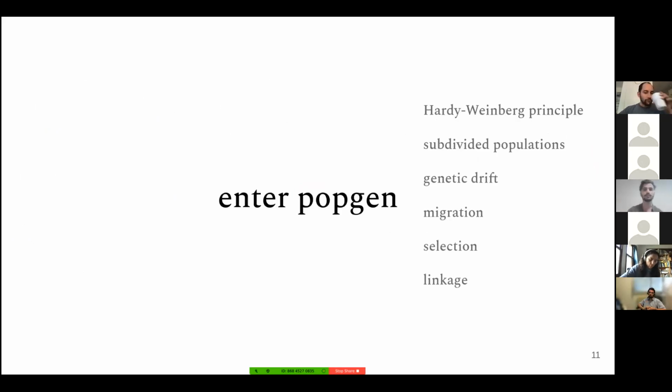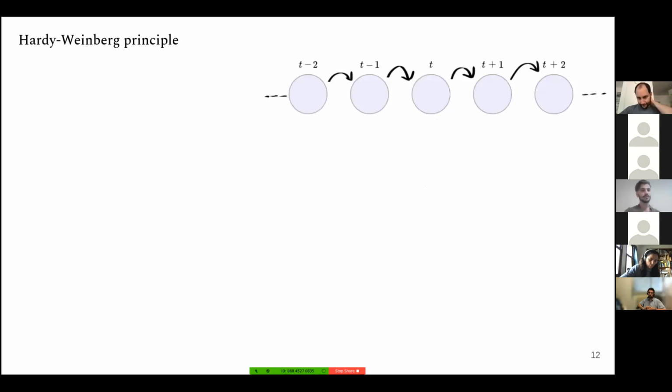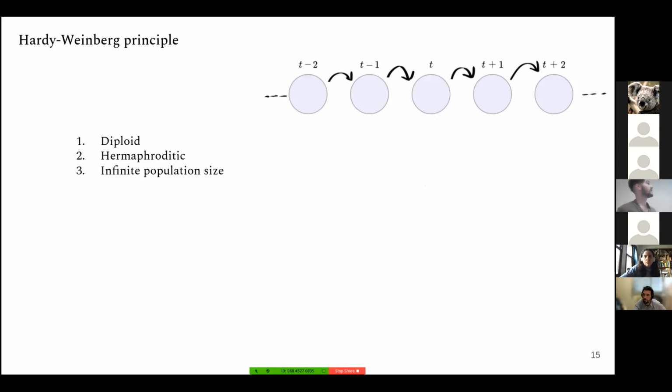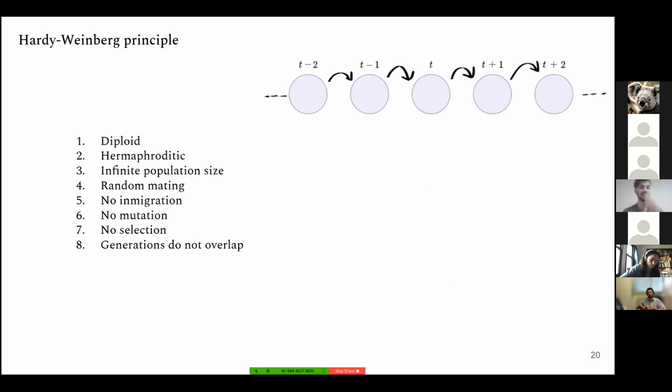Let's dive into population genetics first, with the Hardy-Weinberg principle, which is the most basic principle in population genetics. It states that when a biological population meets certain assumptions, genotype frequencies remain constant through time. Namely, that the population is diploid, that it is hermaphroditic, that it has infinite population size, that random mating is occurring, that there is no immigration, no mutation, no selection, and the generations do not overlap.